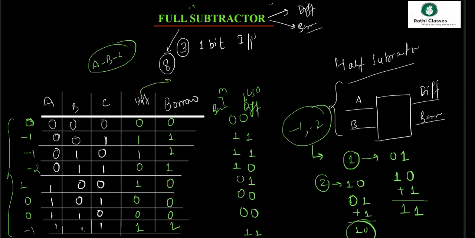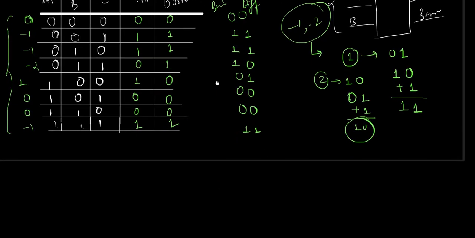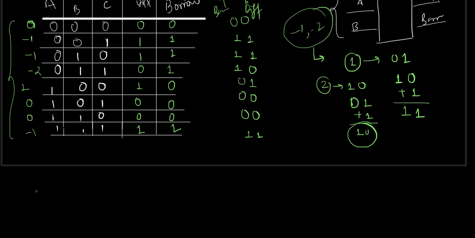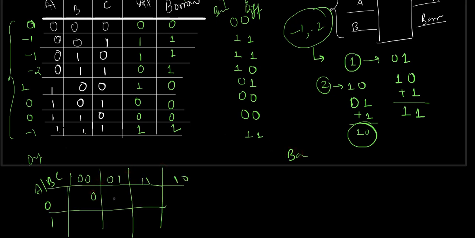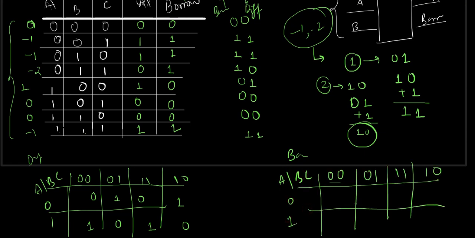So my difference is this, and my borrow is this. I need to write the result, and I will be doing that by solving through K-map. Let me quickly draw a K-map. This is for difference and let this be for borrow. If I see the output, it is 0 1 0 1 1 0 1 0. What about borrow then? Output is 0 1 1 1 0 0 1 0.